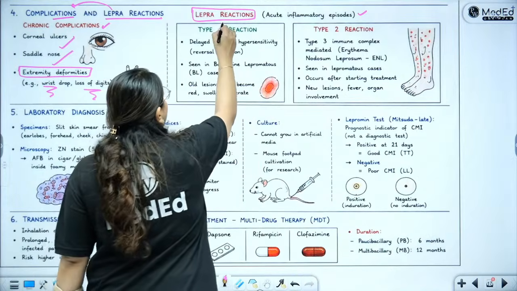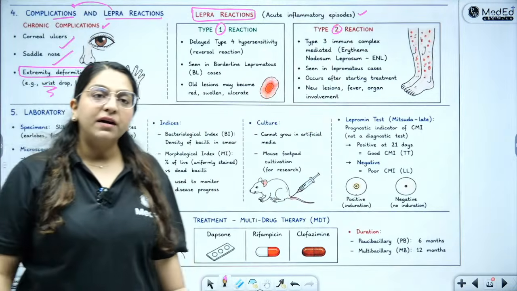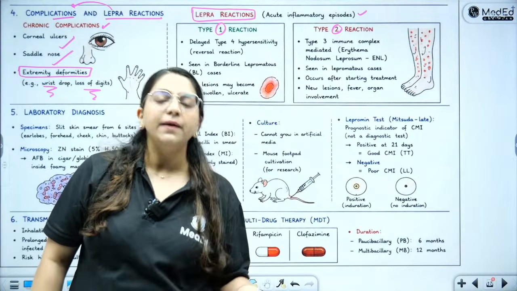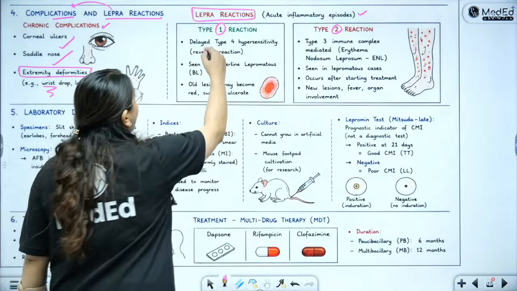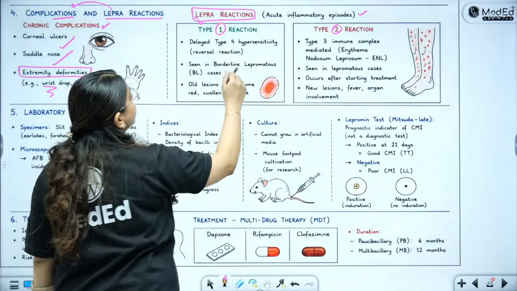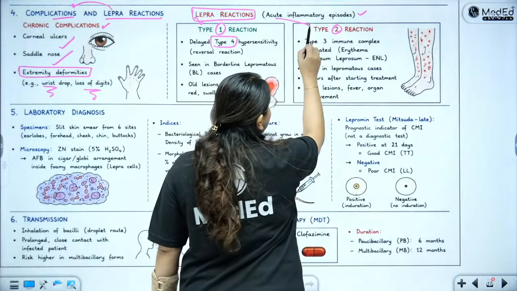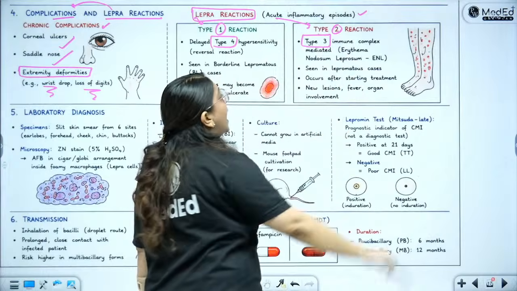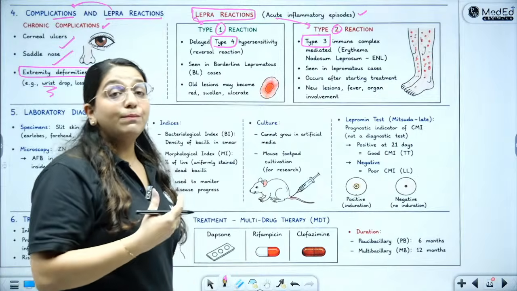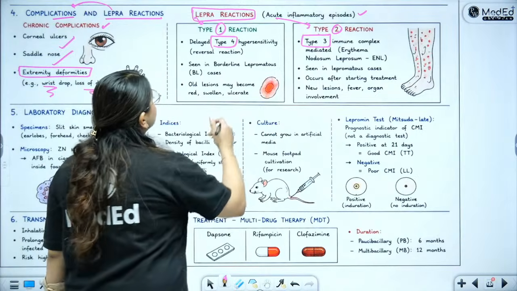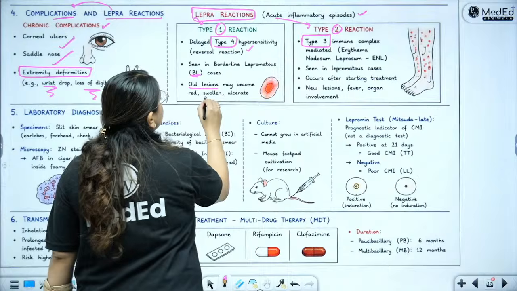There can be type 1 lepra reaction and type 2 lepra reaction. What is the way to remember? Very, very easy to remember. The sum total should be 5. These are some type of hypersensitivity reactions. Lepra type 1 reaction: 1 plus 4 is 5, so it is a type 4 hypersensitivity reaction. And lepra reaction 2: 3 plus 2 is 5, so it is a type 3 hypersensitivity reaction. Type 4 is of course delayed type hypersensitivity, type 3 is of course immune complex mediated deposition. Type 4 is seen in borderline lepromatous cases, and old lesions only become ulcerated.